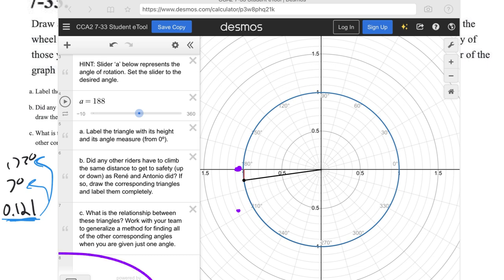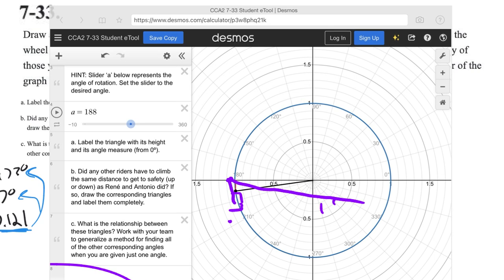Well, they're all going to be similar, or I should say congruent triangles. They all have this same angle right there. They all have a right angle right there. So therefore you've got two angles. So by angle, that would be for similarity. But then we also know that the height is all the same.